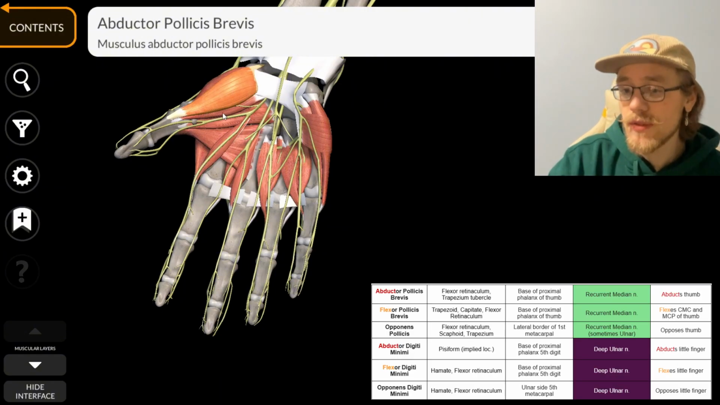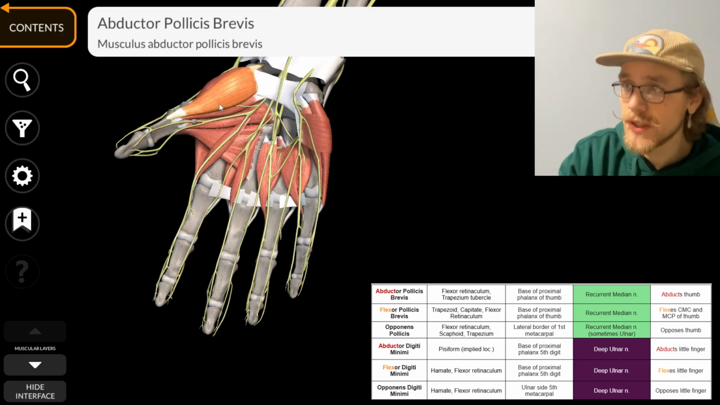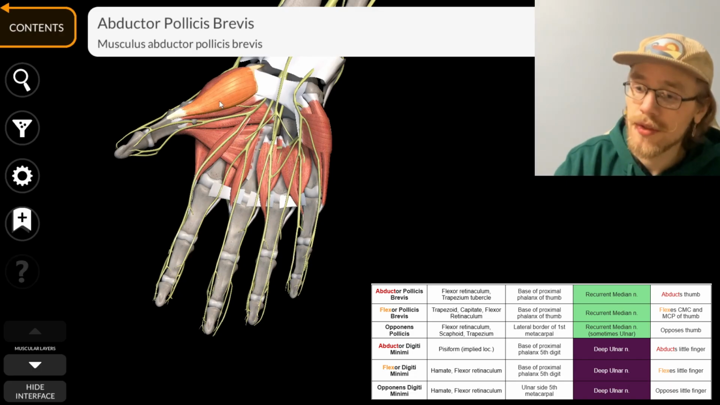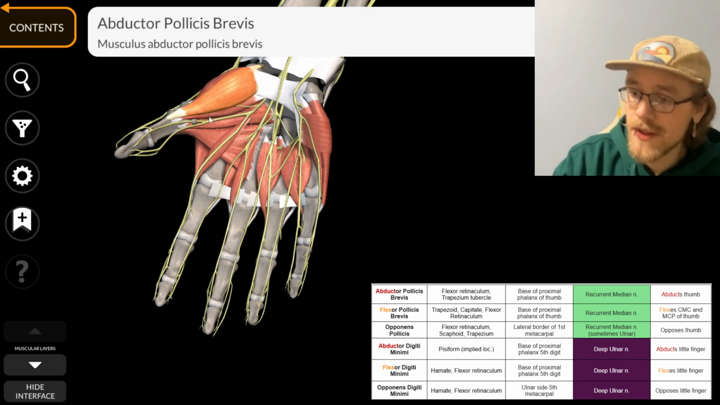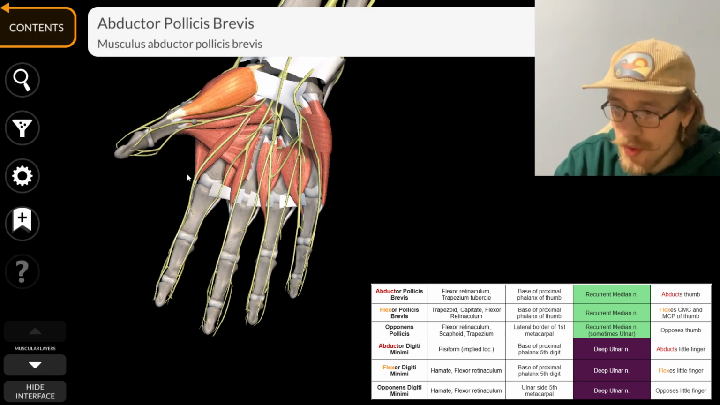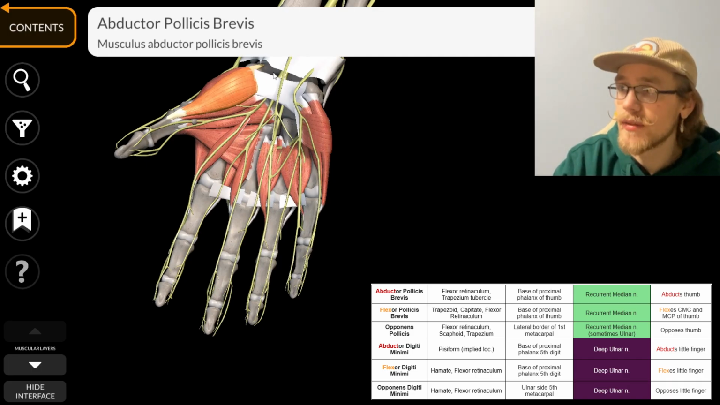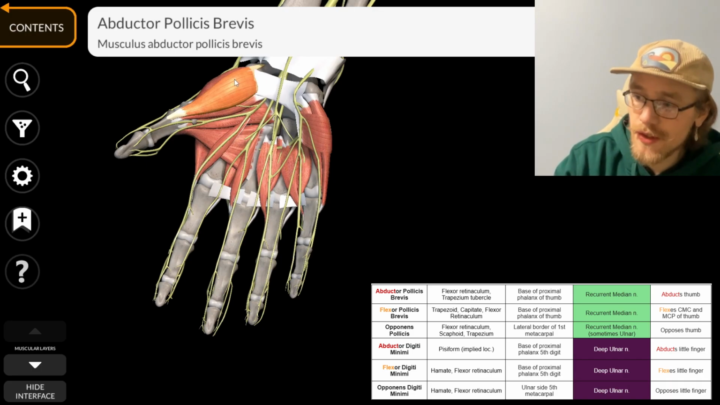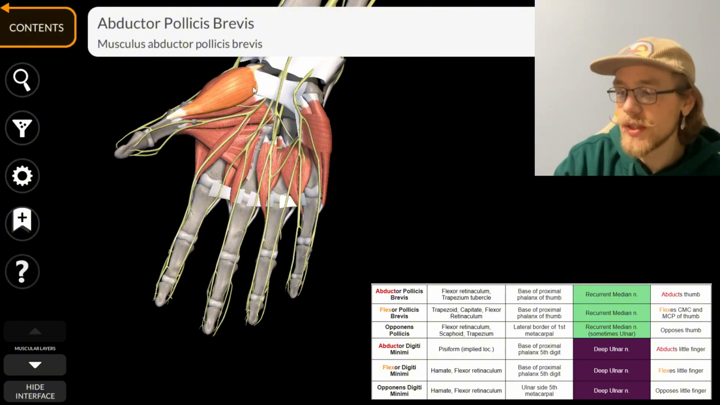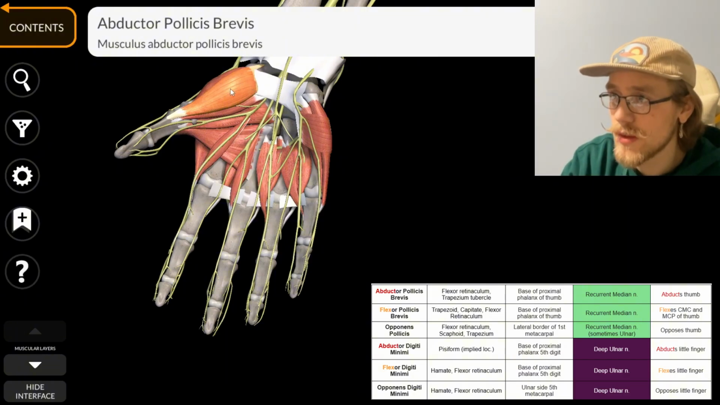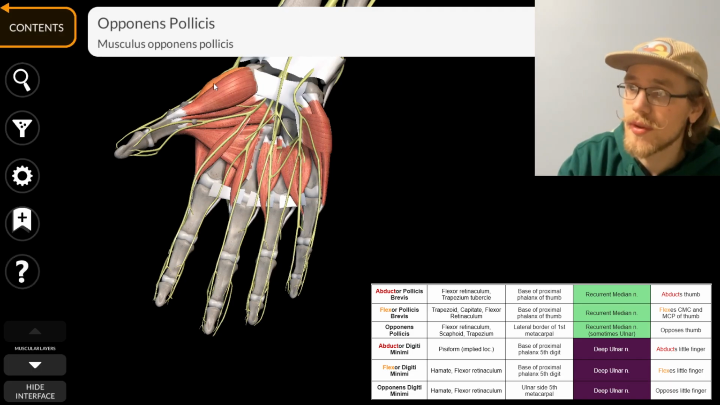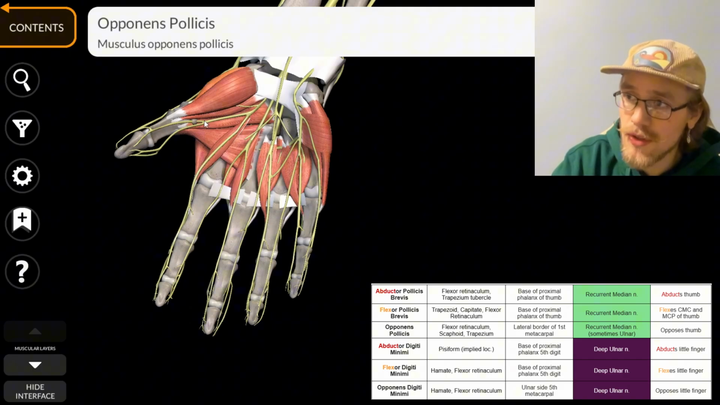Abductor pollicis brevis. We had a longus above in the forearm. Here is the brevis. That goes from the flexor retinaculum and the trapezium tubercle to the base of the proximal phalanx of the thumb. You can see that right there. It's going to have the recurrent median nerve as its innervation, and it's going to abduct the thumb. Then we have also our opponens pollicis below that, also on the outside, the farthest side there.